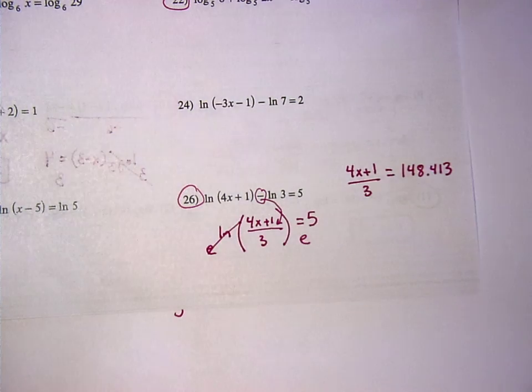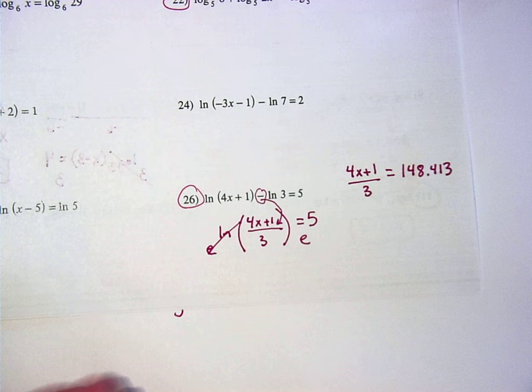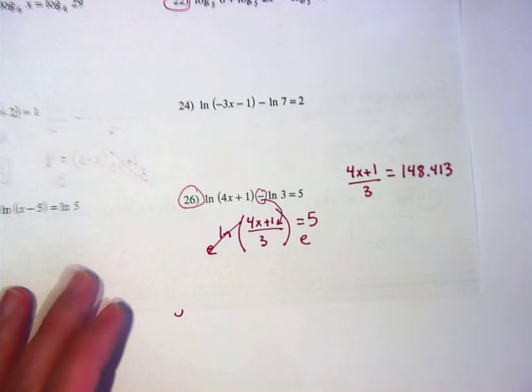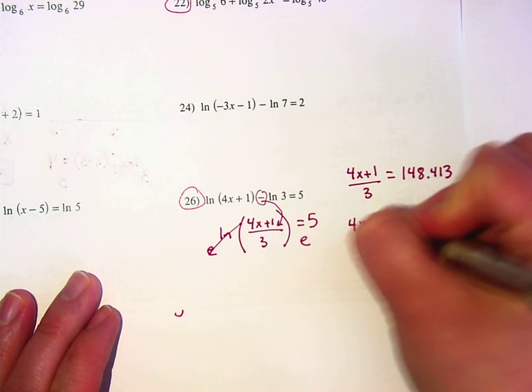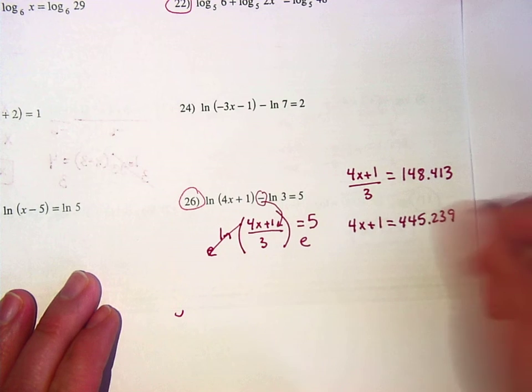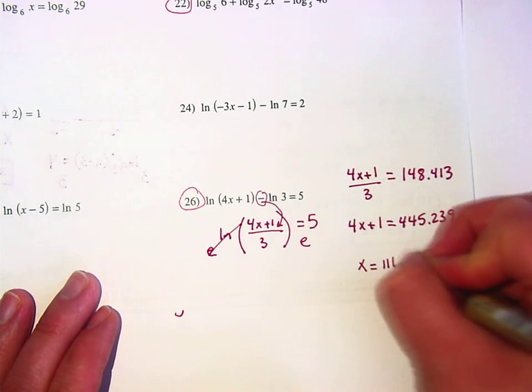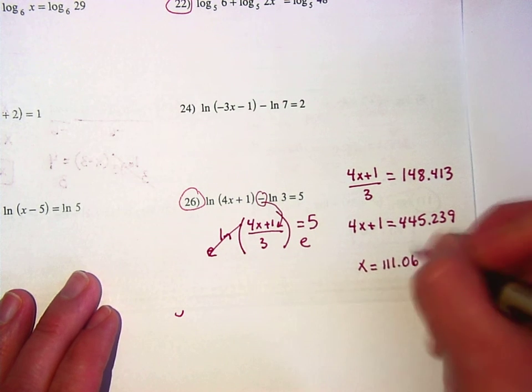Now how do I get x by itself? You have to multiply each time by 3. Multiply by 3, and then you have to minus the 1, and then divide by 4. We're multiplying by 3 first. Subtract 1, and then divide by 4. You should get 111.06.